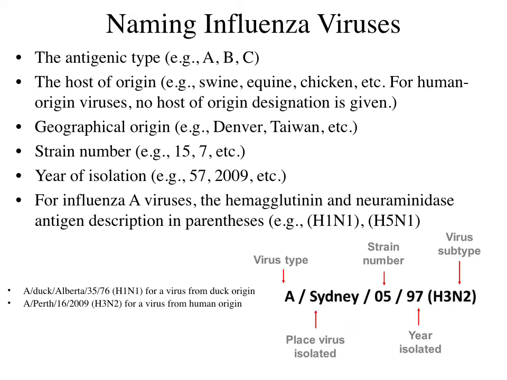itemize the hemagglutinin and neuraminidase antigen description in parentheses. So you can see down here, this particular example, the virus type is A, the place it was isolated was Sydney, strain number is 5, the year it was isolated is 97, and this is an H3N2 virus subtype. So hemagglutinin 3 type and neuraminidase 2 type. No animal is given, and so this one would be from human origin.